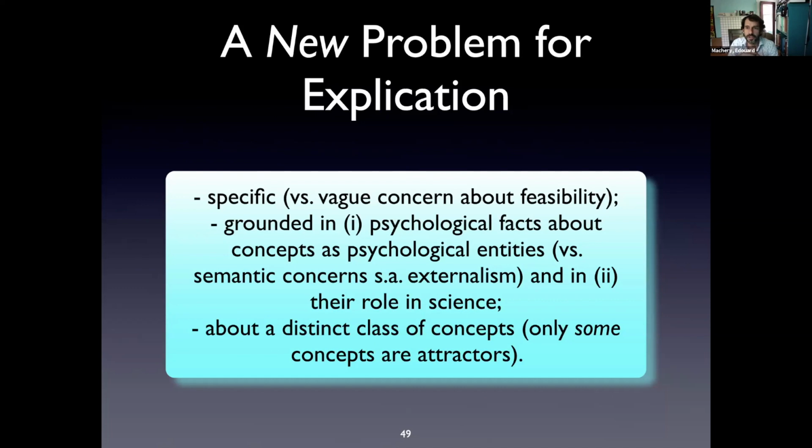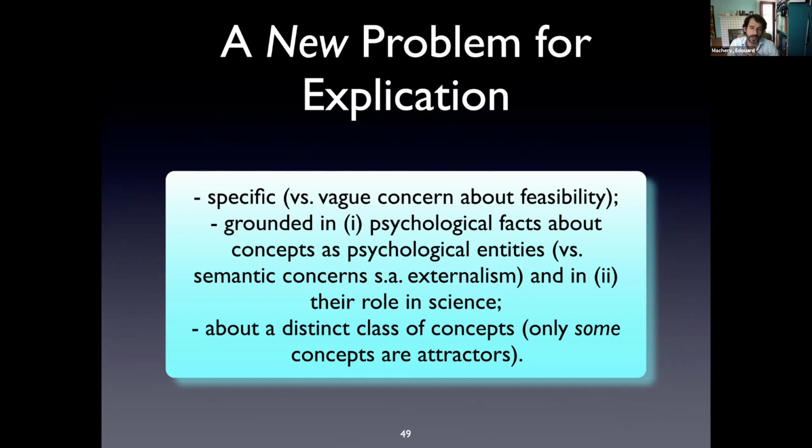Here, what we have is a specific concern which is rooted, and that's the second point, is grounded in two facts. First, it's a fact about psychological features of these concepts, which you might have understood I treat as psychological entities. And here that stands in contrast with the kind of feasibility concerns that others, such as Stefan, might have, which are more semantic concerns, for example, externalism. Here, it's really psychological features of this concept that are going to stand in the way of explicating them, of replacing them by means of an explication.